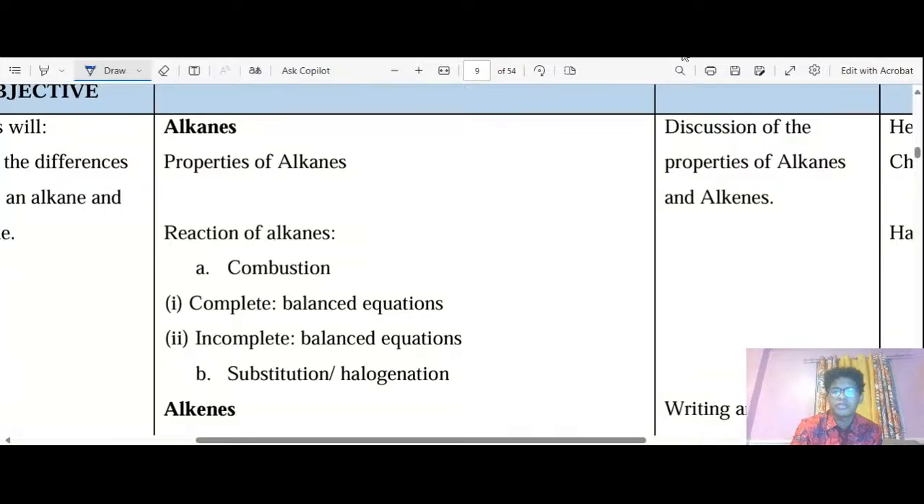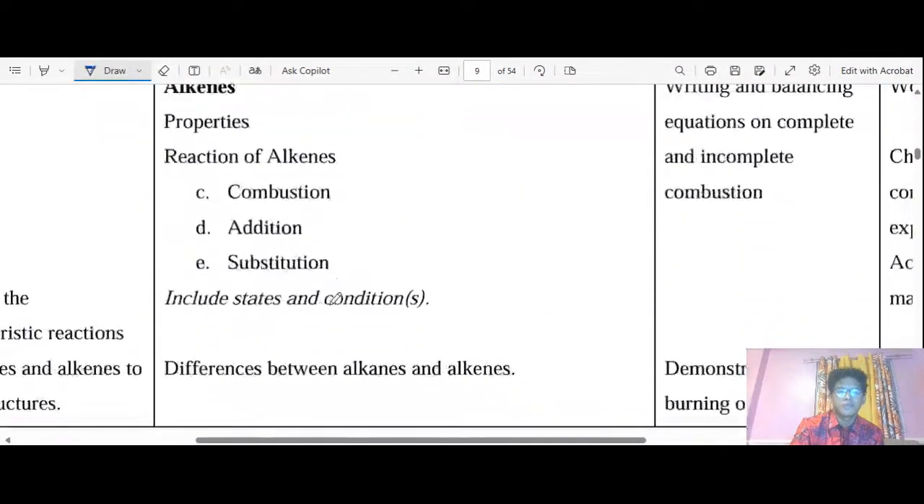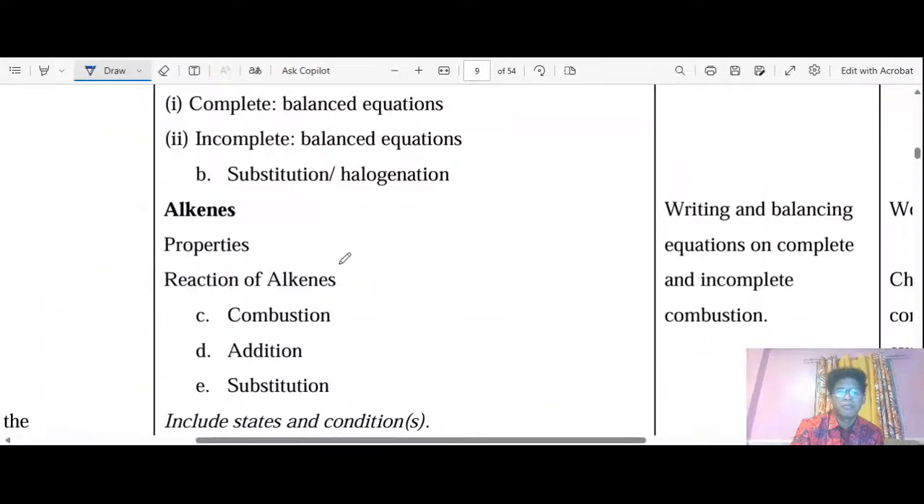So we're going into the properties of alkanes. Properties of alkanes include the reactivity of alkanes, combustion, and balanced equations. Let's move on, that's just notes. There are mainly three reactions of alkanes, which include combustion, addition, and substitution.